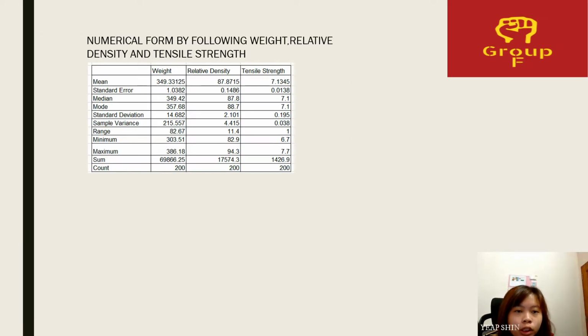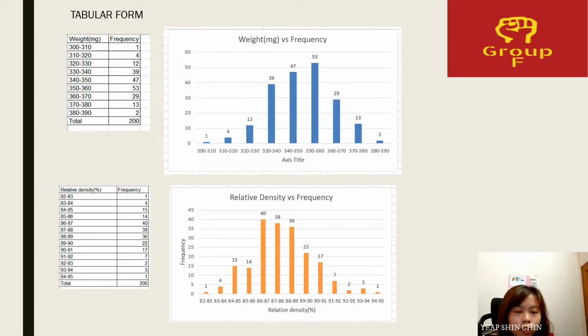First, we will do the numerical form for weight, relative density and tensor strength. So, we will find means, standard error, medians, mode, standard deviation, sample variances, range, minimum, maximum, sum, and count. For the count, for these three measurements is 200.